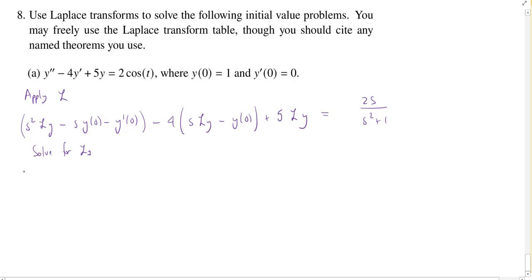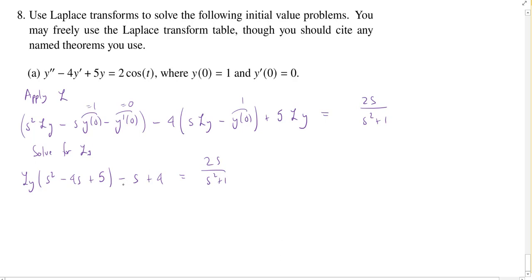So how many Ly's do I have? I have s squared, and I have minus 4s, and plus 5. But there's some other stuff, and let's see what that is. So first, y of 0, there's our initial value. Y of 0 is equal to 1. So I have minus s, and then minus y prime. But y prime is 0. Hey, that's nice. Then I also have minus 4 times minus 1, so that'll be plus 4. And this is still equal to 2s over s squared plus 1.